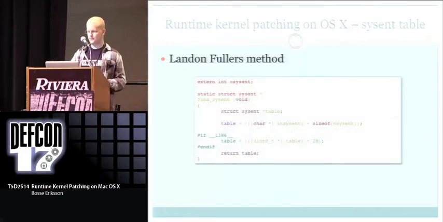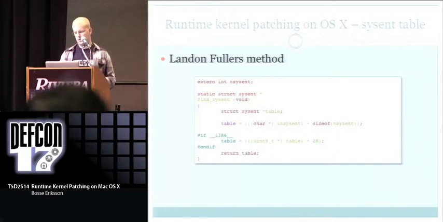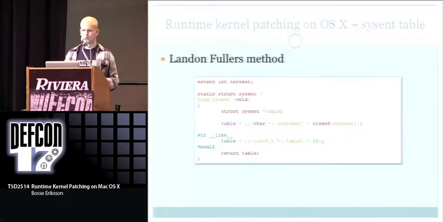Since the number of system calls is an exported function in the kernel, called nsysent, number of sysent entries, you can calculate from that an offset to the system call sysent table, and that's static. It's 28 plus 4 on i386. So you just add to that and you get to the sysent table.